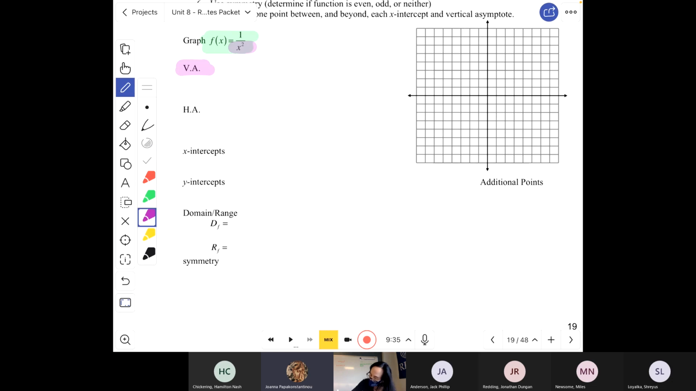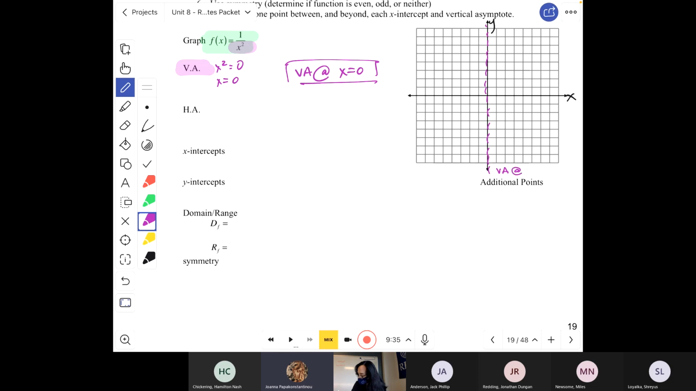If I set x squared equal to 0, then I get x equals 0. So you would literally say there is a vertical asymptote at x equals 0. On the test, I need that equation. If you don't give it to me as an equation, it is not completely correct, because that is the equation of a vertical line. I would then come to my graph and graph it. So what am I looking at? I'm looking at the y-axis. So I have a vertical asymptote here.